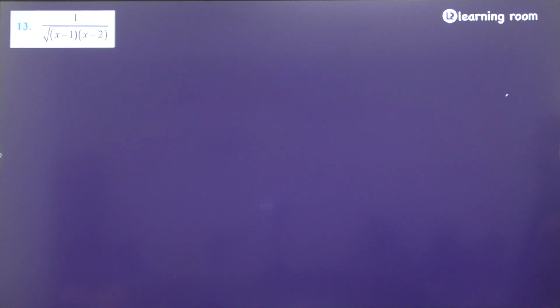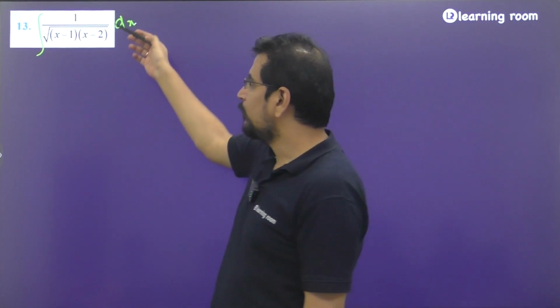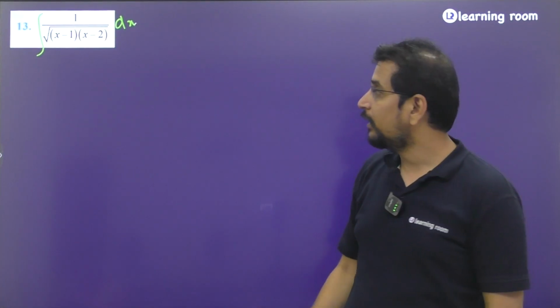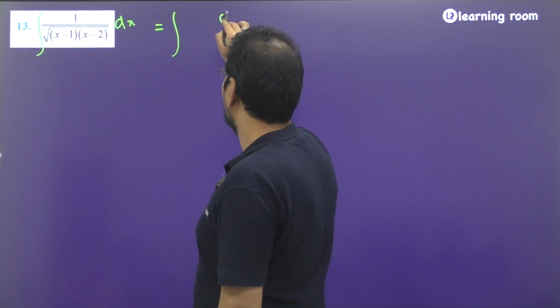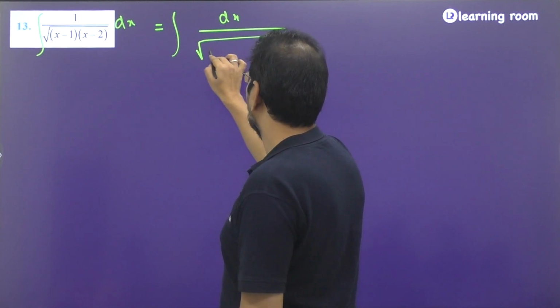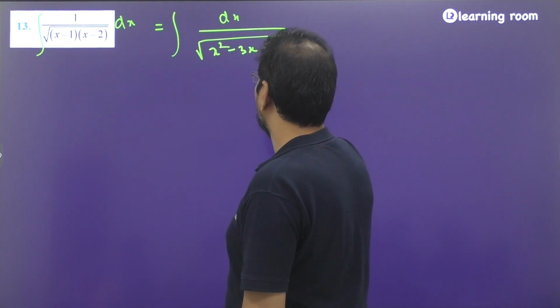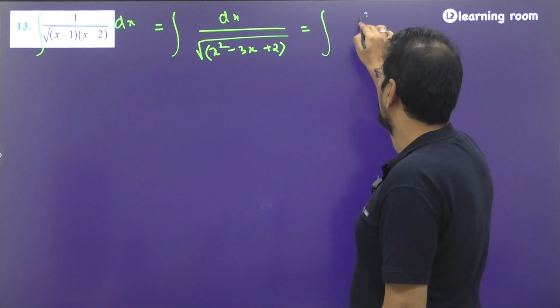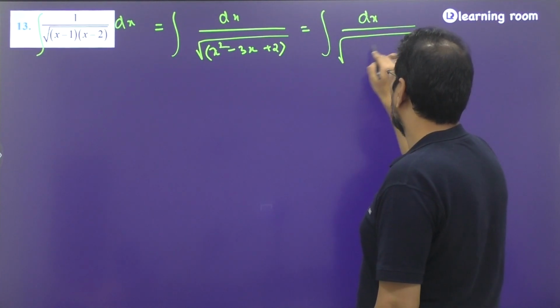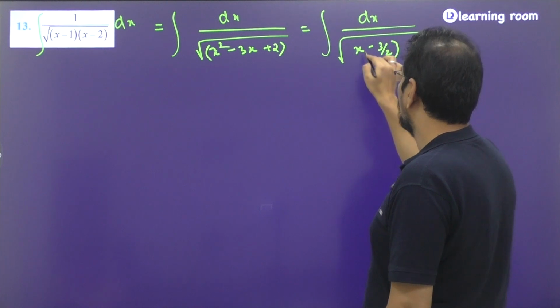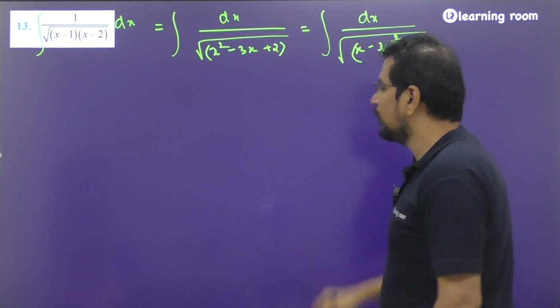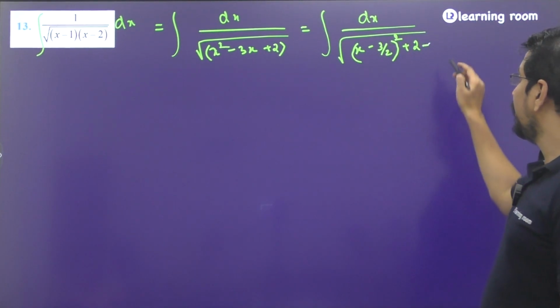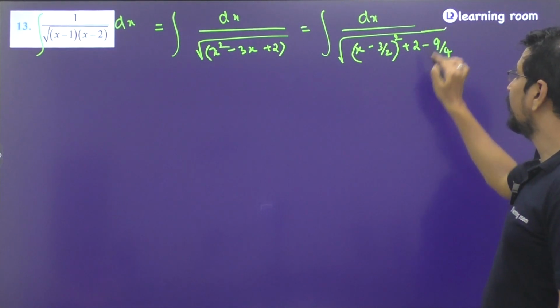So for this one, first what you need to do is multiply both the factors, get the quadratic equation, then follow the completing the square method and then solve it. So the question is integral of 1 by root of x minus 1 into x minus 2 dx. This is equal to integral of dx divided by root of x square minus 3x plus 2. Right. So this will be equal to integral of dx divided by square root of x minus 3 by 2 the whole square plus 2 minus 3 by 2 the whole square is going to be 9 by 4. So you will get minus 1 by 4.